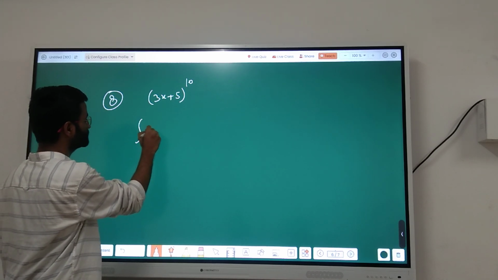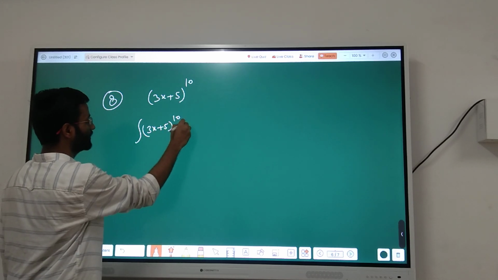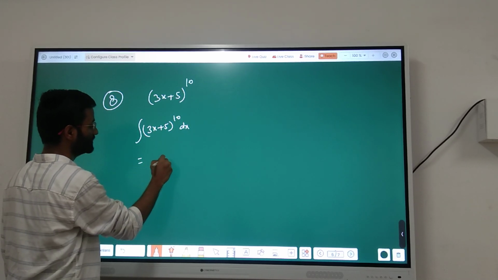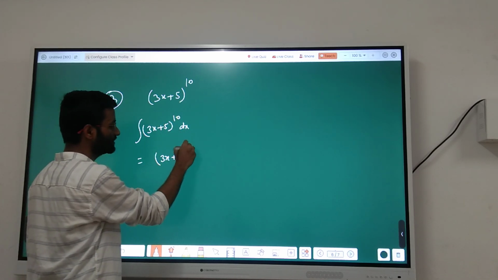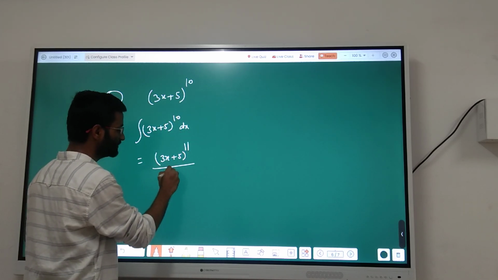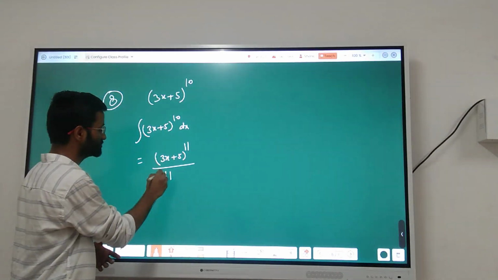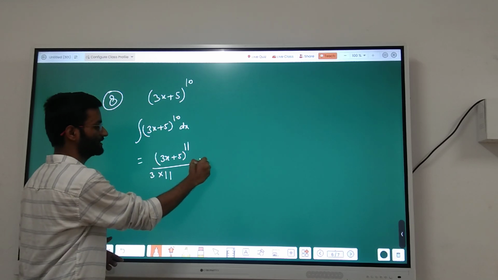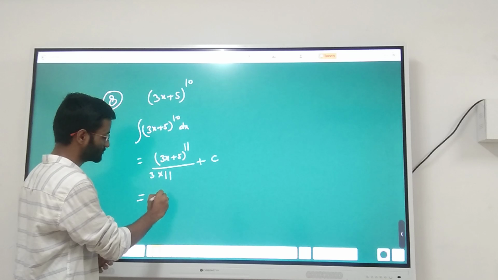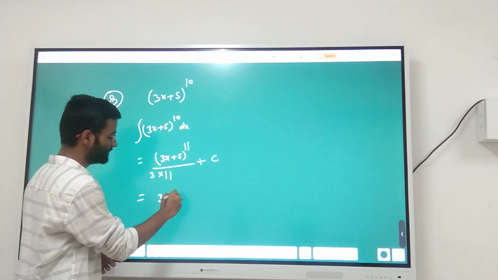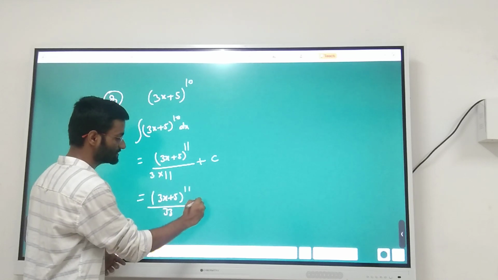So how to integrate? (3x plus 5) to the power 10 dx, and this is going to be (3x plus 5) to the power how much? Just add 1, that is 11, divided by 11, and divided by the coefficient of x, which is 3 here. And write c here, which is an arbitrary constant. So the answer is going to be (3x plus 5) to the power 11 upon 33 plus c.